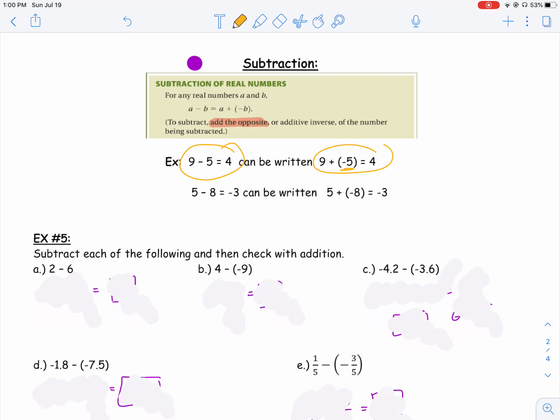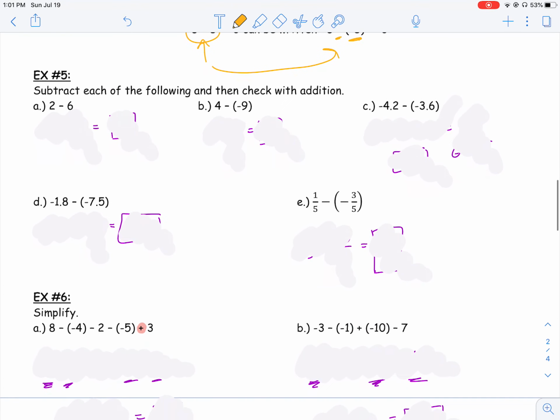Or if I have 5 minus 8, I could add the opposite of 8, which is negative 8. And so we can always take a subtraction problem and make it into an addition problem by adding the opposite. That's what we're going to do now. Look at example 5 with me.